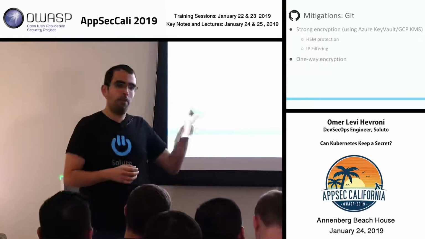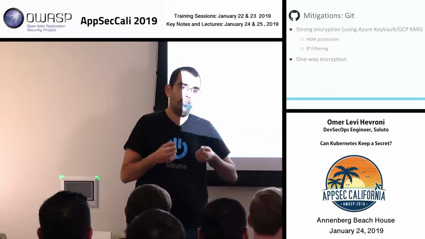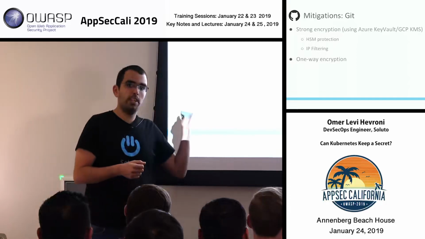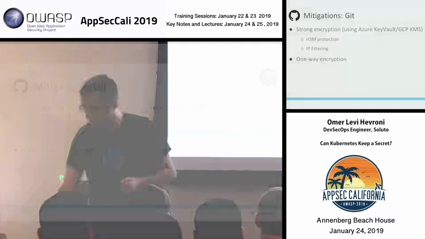And I talked about the permission model and the one-way encryption. So again, even if a hacker was able to compromise the Git and get the secrets, she will find it really hard to decrypt them back.